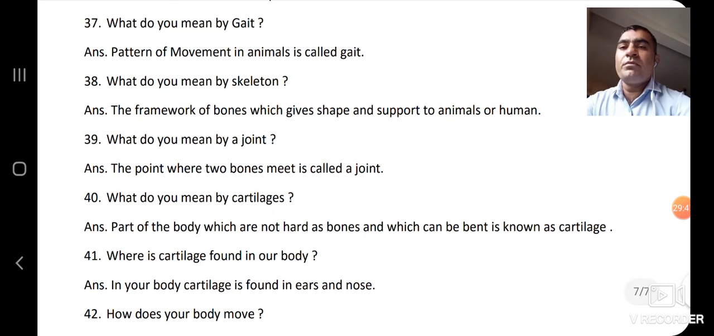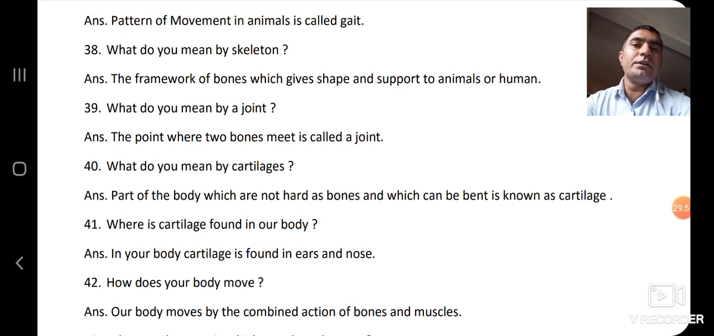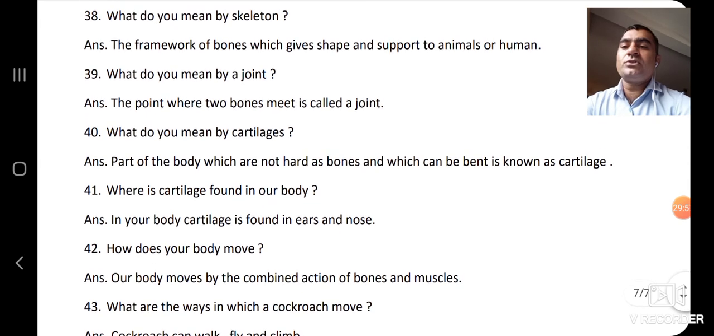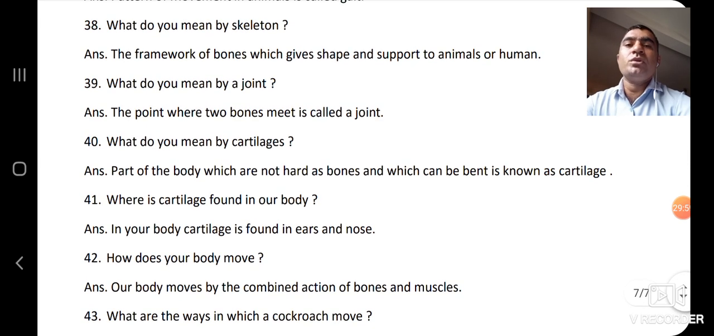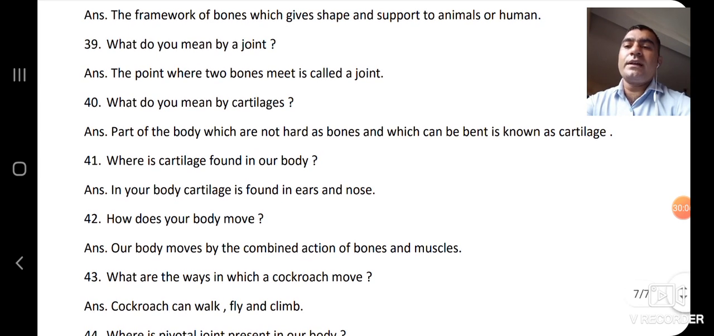How does the body move? See, body moves with the combined action of bones and muscles. Body moves with the help of bones and muscles. The next question, what are the ways in which cockroach move? So how can cockroach move? It can climb, walk, fly. Cockroach can walk, fly and climb.